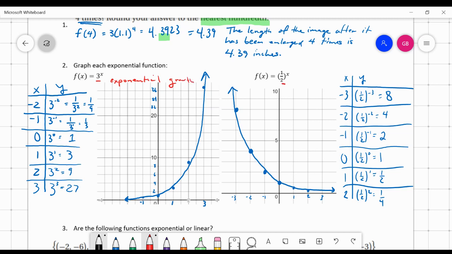And then the one on the right, since our multiplier is 1/2, this one is exponential decay. Anything less than 1 is going to be decay. Anything more than 1 is going to be growth.